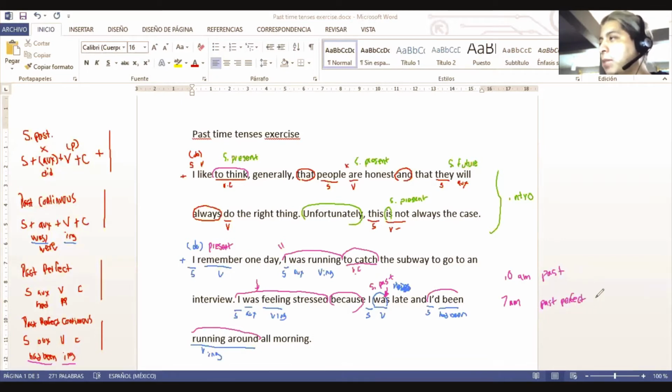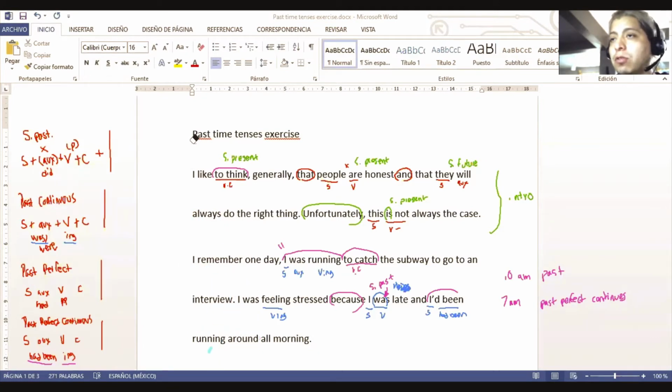Or in this case, the past perfect continuous. Because this is not the important part. This is just, again, the context, but it happened previous to the simple past. In the simple past, I was late, but before being late, I had been running around all morning. So we are using different pasts, okay?